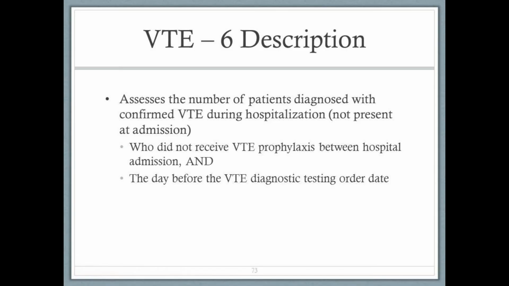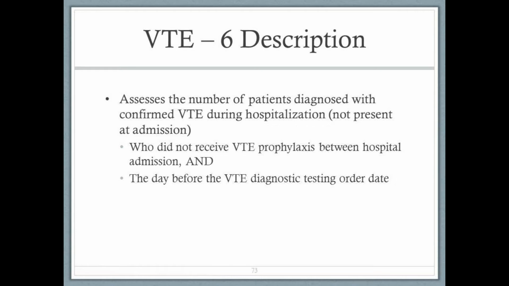All right, last one, VTE number 6. And this is a little bit different than what we've talked about in the past, where you want the numerator and denominator to be really close to each other, if not the same exact number. Here you want the number to be 0, and you'll understand this as I go through, but this is an adverse outcome measure.